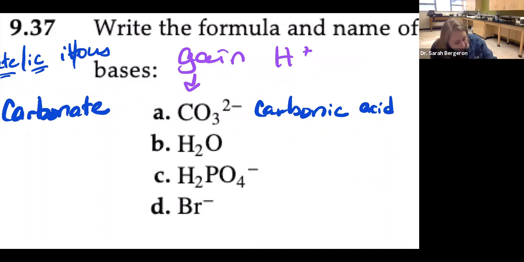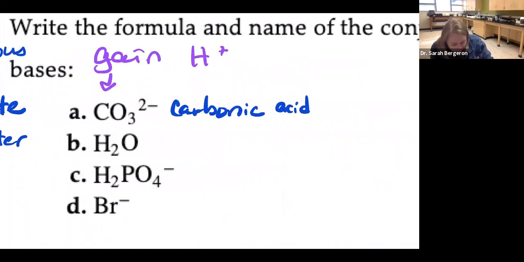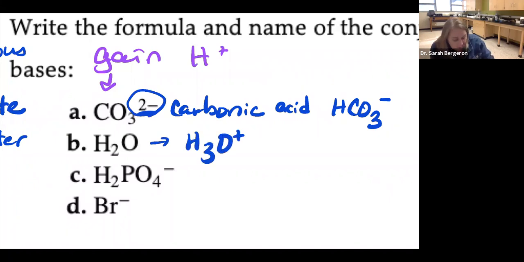All right, H2O, this is water, right? What's going to happen to water when it gains a hydrogen? Oh, I think I had to write the formula first. I'm sorry. Formula for carbonic acid, right? Just add a hydrogen to CO3. Now, if you added a hydrogen, what happens to your charge? Your charge goes to -1 because you gain that positive hydrogen. Okay, H2O. If we gain a positive hydrogen, what are we going to form? We're going to form H3O plus, and we call that hydronium. That one you have to know, hydronium.